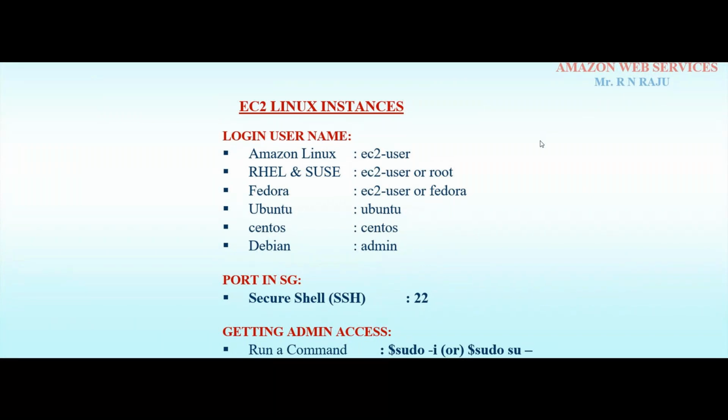Today we are going to discuss Linux instances. In the last lecture we completed AWS EC2 Windows instances. Now we are talking about Linux EC2 instances. In Linux instances, please understand the login usernames are based on flavors. For Amazon Linux, the username is ec2-user. For RHEL, Red Hat, SUSE Linux, it is ec2-user. For Fedora, ec2-user. For Ubuntu, the username is ubuntu. For CentOS, the username is centos. For Debian, the username is admin. Tell me anyone, for connecting Windows Server, what protocol is recommended?